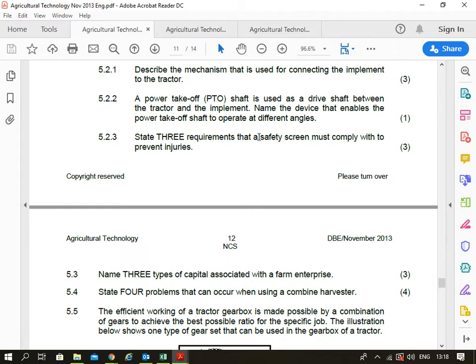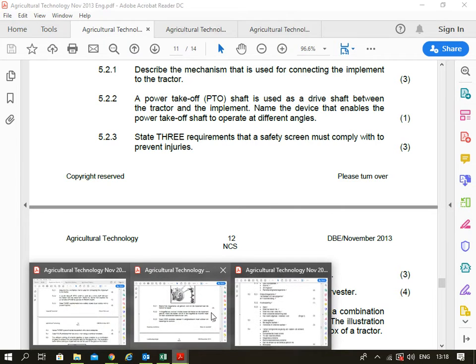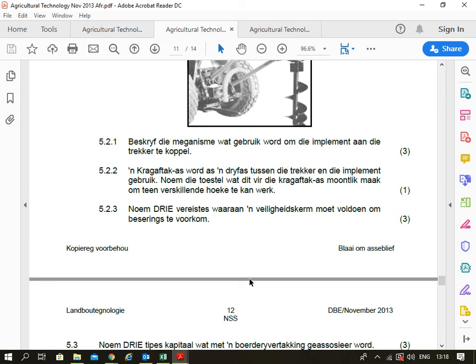Alright, state 3 requirements that a safety screen must comply with to prevent injuries.